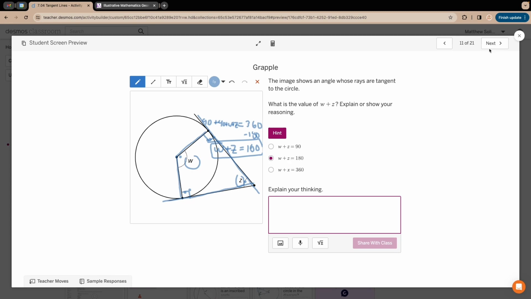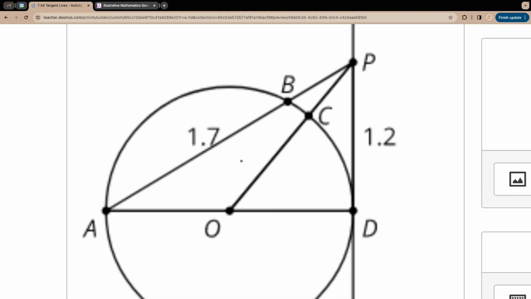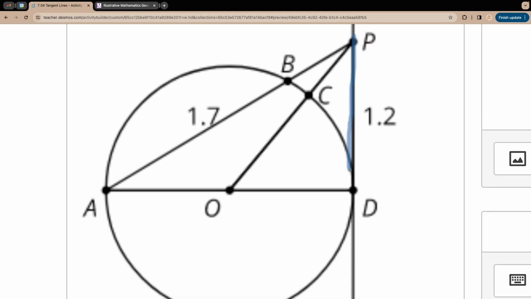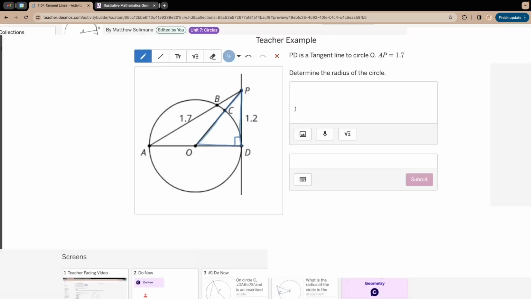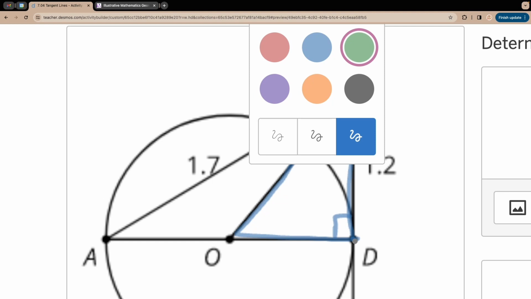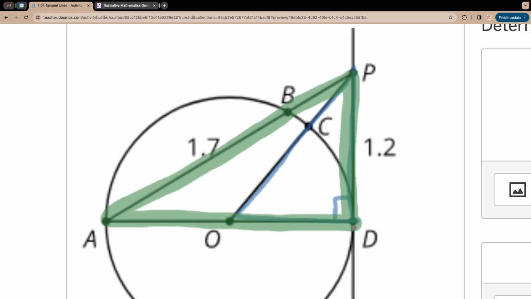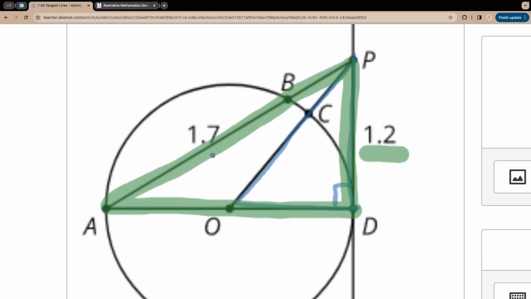We can also solve problems with sides using tangent lines. So PD is tangent to this circle. So right away, if this line is tangent, we know this is a 90-degree angle. That's super important because now I see some right triangles. I see this little right triangle, and I'm going to do it a different color so you see it better. I also see the big right triangle. And if I look, I have this side of the right triangle and this side of the right triangle.